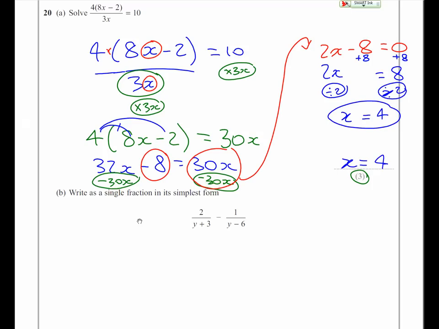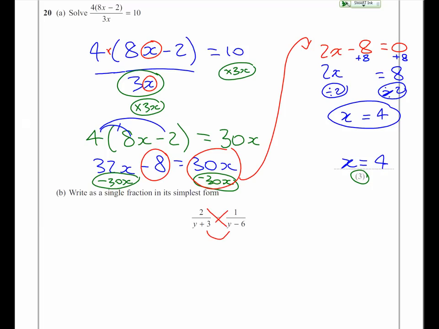Right, part B, algebraic fractions, write as its simplest form. Now, if you watched my smiley face adding fractions video, this method works perfectly when you've got algebraic fractions. It's actually really, really nice to give you the algebra. So I'm going to do that smiley face method.